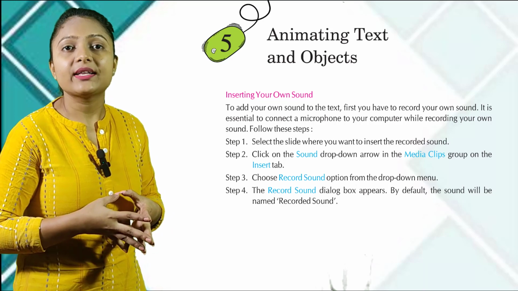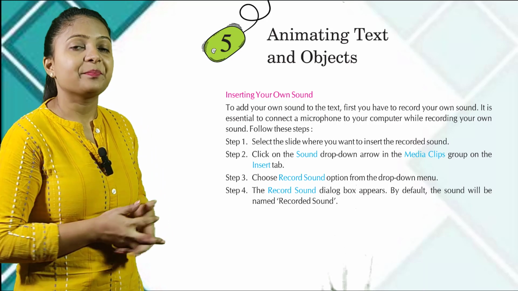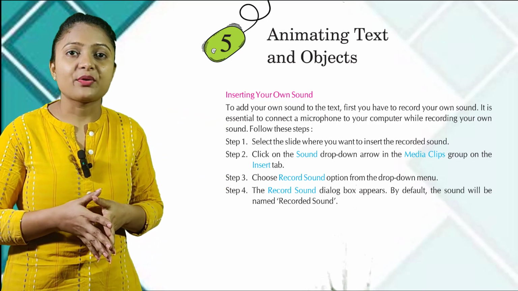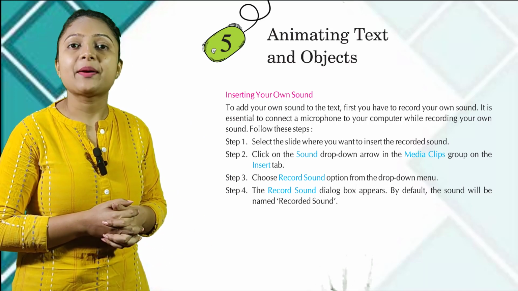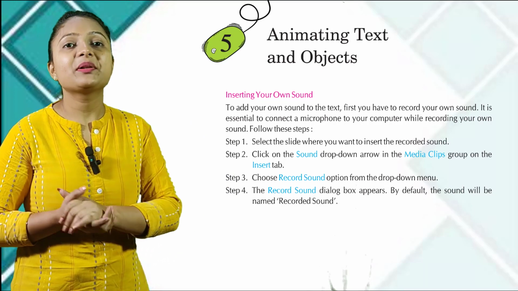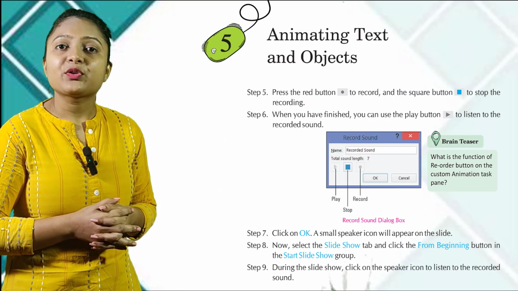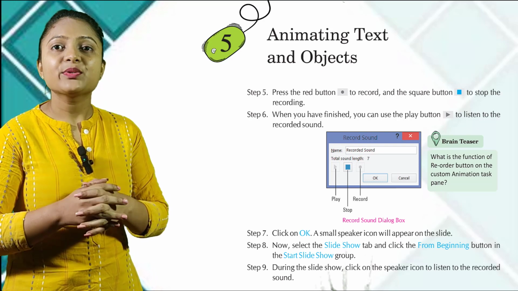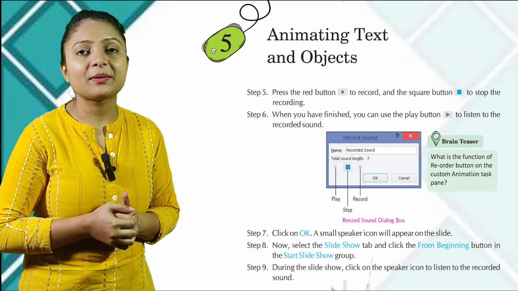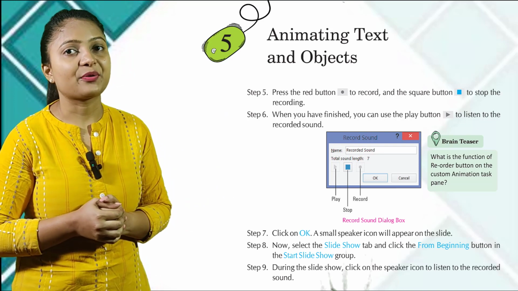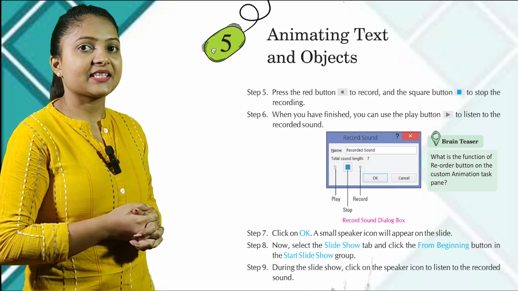Step 2. Click on the sound drop-down arrow in the Media Clips group on the Insert tab. Step 3. Choose the Record Sound option from the drop-down menu. Step 4. The Record Sound dialog box appears by default. The sound will be named Recorded Sound. Step 5. Press the red button to record and the square button to stop the recording. Step 6. When you have finished, you can use the play button to listen to the recorded sound. In this image, you can see Record Sound dialog box.